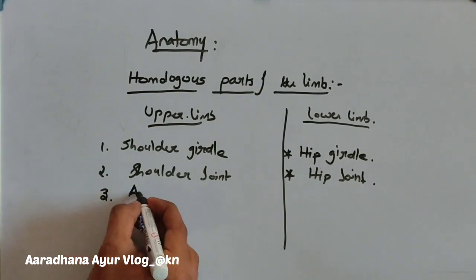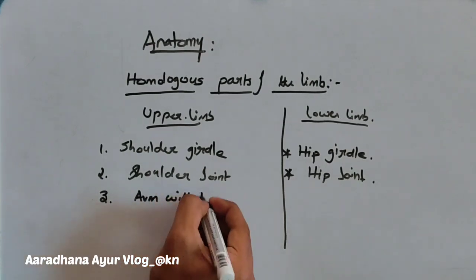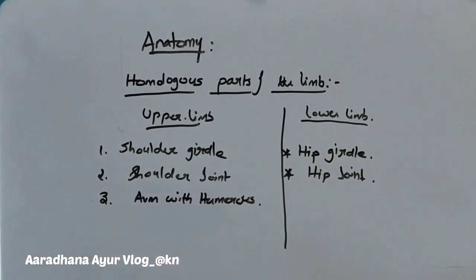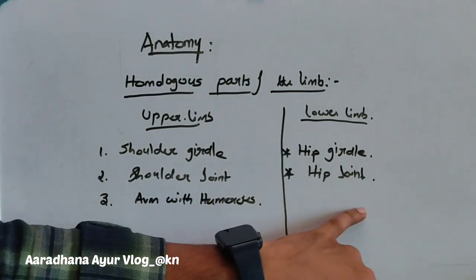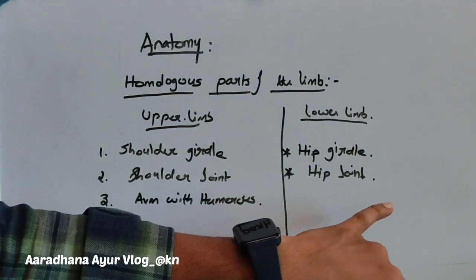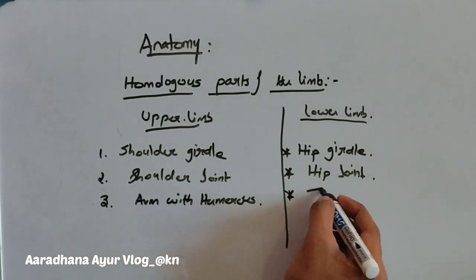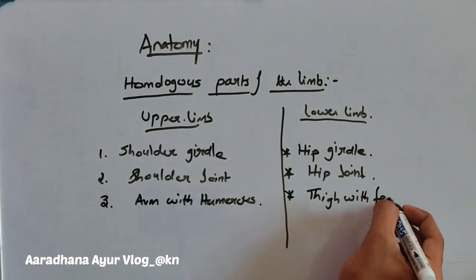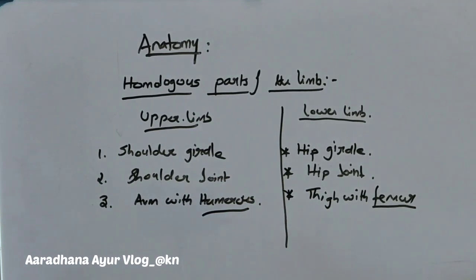Next is the arm with the humerus. You know the humerus bone which is present in the upper limb. In the lower limb it is related to the thigh. Arm is there in the upper limb, and it is related to the thigh with the femur bone. Humerus bone is related to femur bone. Thigh with femur bone. Here femur, here humerus. That is a point which is to be remembered.